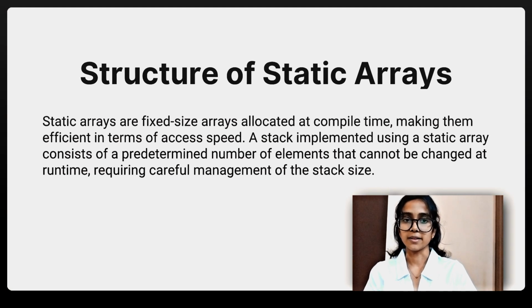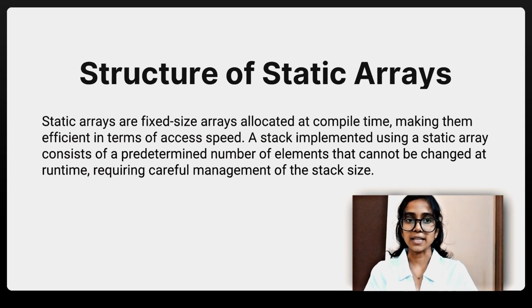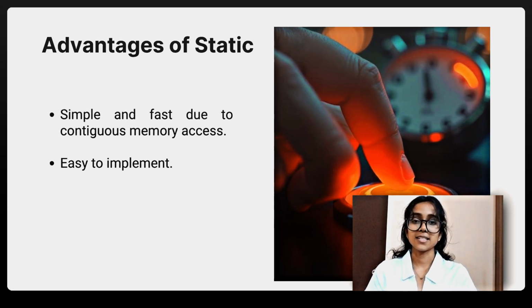Structure of a static array. Static arrays are fixed-sized arrays allocated at compile time, making them efficient in terms of access speed. A stack implemented using a static array consists of a predetermined number of elements that cannot be changed at runtime, requiring careful management of the stack size. Static arrays are fast and simple because fixed memory locations are allocated and the memory allocated is contiguous, which means it is continuous and they are very easy to implement.